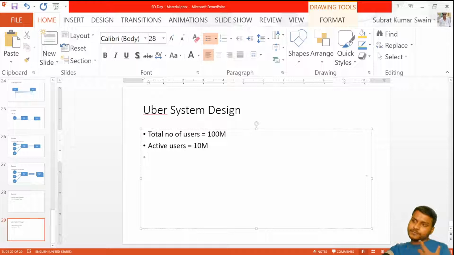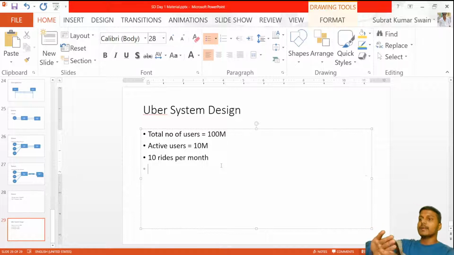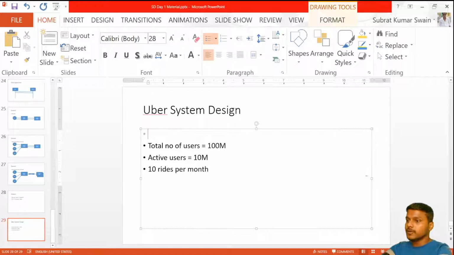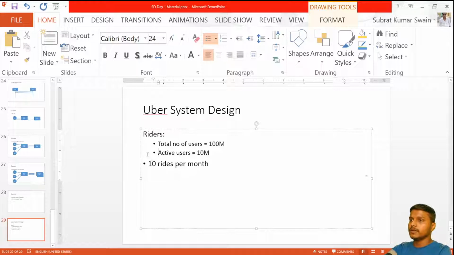So we can say in a month, a particular rider is booking a ride 10 times. So 10 rides a month is what a particular rider is booking. While you are going for system design, noting down these few things is very important. If you don't note it down, then there's a huge chance you will fail, like you will not create a good system design. Now this is all about the rider side. These are the details of riders.